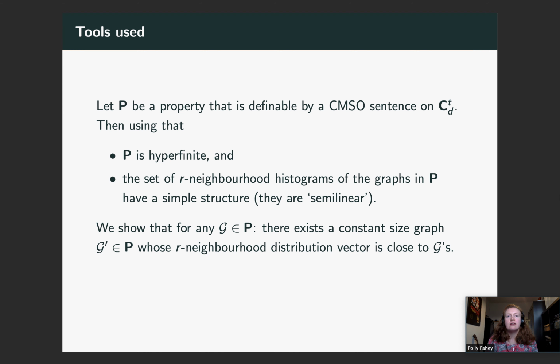So now to construct a tester for P, all we have to do is use a previous result from Newman and Sohler that says that in constant time and with a constant number of oracle queries, we can compute an estimate to the R neighbourhood distribution vector of the input graph, such that with high probability this estimate is a good estimate. And then all we have to do is compare this estimate to the R neighbourhood distributions of small constant size graphs from the property to decide whether the input graph has the property or is far away from having the property. And clearly this can be done in constant time.